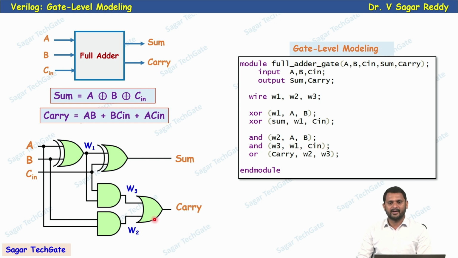Now we'll use the OR gate. It has two inputs W2 and W3, coming from the outputs of these two AND gates. Now carry is the output. So we instantiate the OR gate, with carry as the output and these two input signals W2 and W3. So by seeing this circuit in terms of gates, we can write Verilog code directly. You should know how to connect these gates, which output of a gate is connected to the input of another gate. If you know that, then we can directly write the Verilog code.